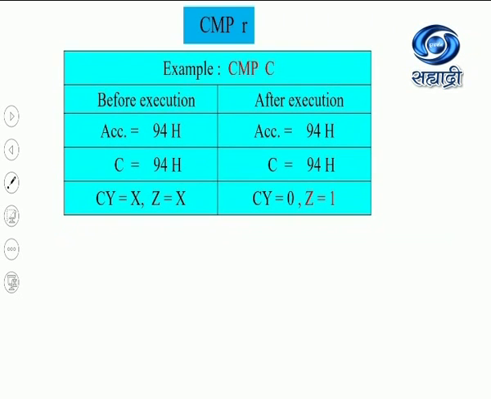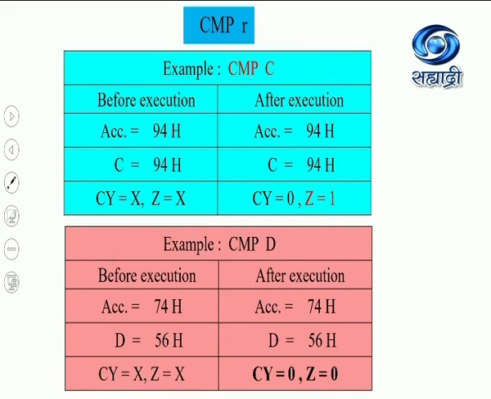CMP R. Let's see another example of this. Accumulator contains 94 and register C contains 94. After executing CMP C, it will compare accumulator with C. The data is equal. Hence, Z flag is set and carry flag is 0. CMP D. Here, accumulator contains 74 and register D contains 56 before execution. When microprocessor executes this instruction, accumulator contains 74. It is greater than 56. So, carry is 0 and Z is 0.